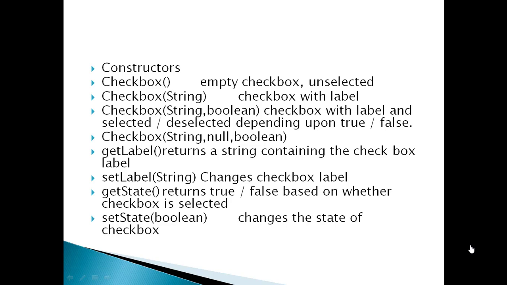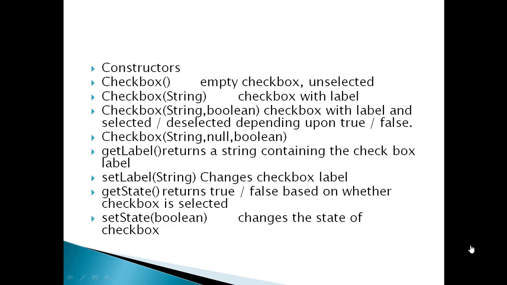Next are the methods for these checkboxes. The getLabel method returns a string containing the checkbox label. Checkboxes have labels, which are strings, and that string can be retrieved by using the getLabel method. To set the label, we can use setLabel(String), which changes the checkbox label.